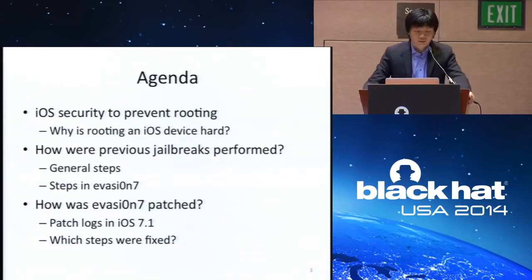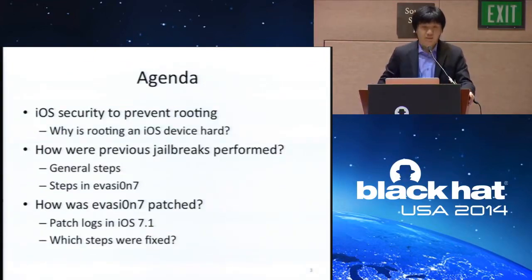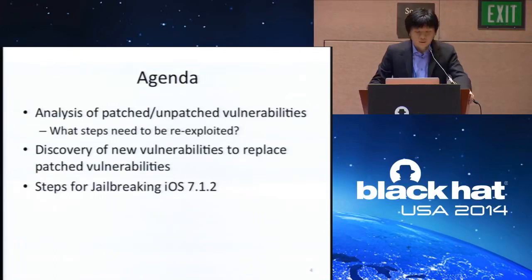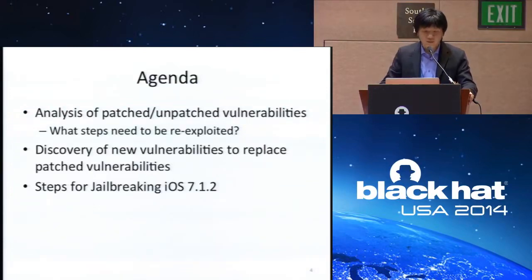From there, we will look at how Apple patched the Evasion 7 jailbreak by looking at the patch logs in iOS 7.1. From there, we can figure out which vulnerabilities have been patched. With that, we can also deduce which vulnerabilities are unpatched. Then we can proceed by knowing which steps need to be reproduced or re-exploited in order for the entire jailbreak attack to happen. In this process, my colleagues will also present our discovery of new vulnerabilities which replace the patched ones in Evasion 7. Then finally, we are going to present detailed information about how we achieve jailbreak in iOS 7.1.2.